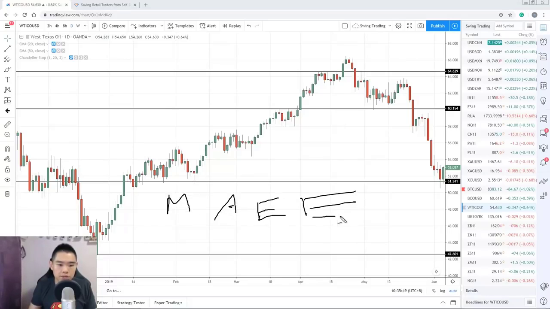Market structure, if you ask me, it seems to be in a range at this point in time. So let's call it R. Area of value, price is at this area of support. Entry trigger, it seems like a bullish engulfing pattern. I call it B. Exits. So again, stop loss, just 1 ATR below this low.